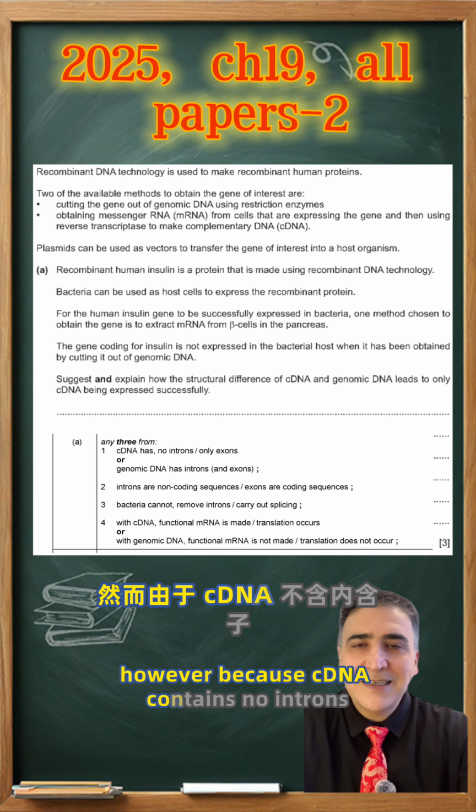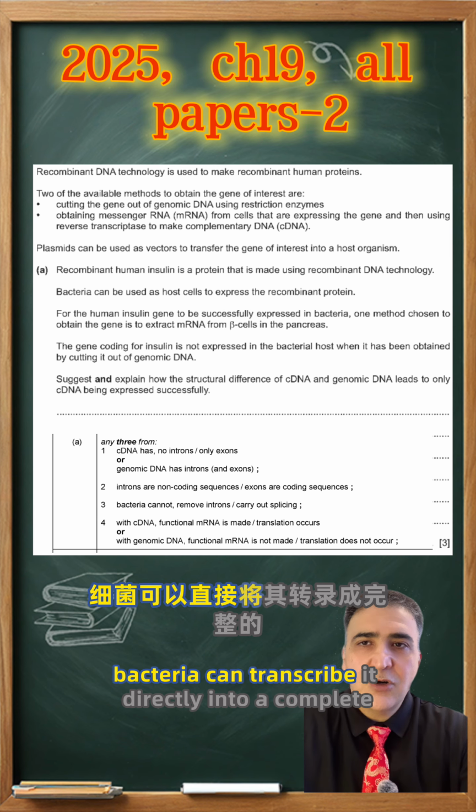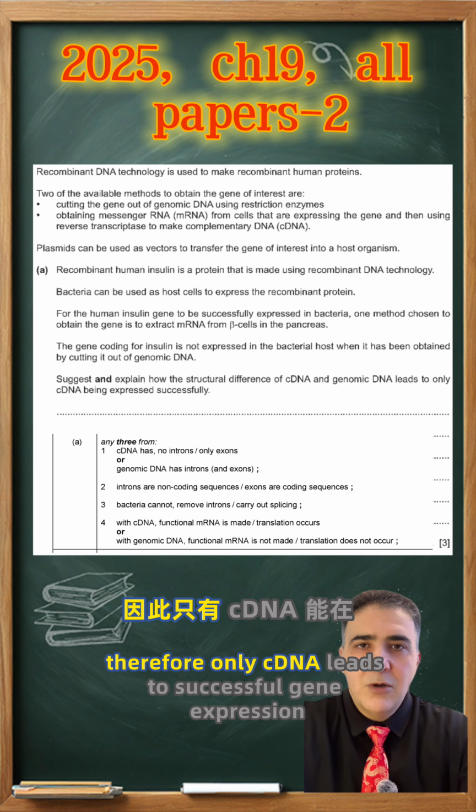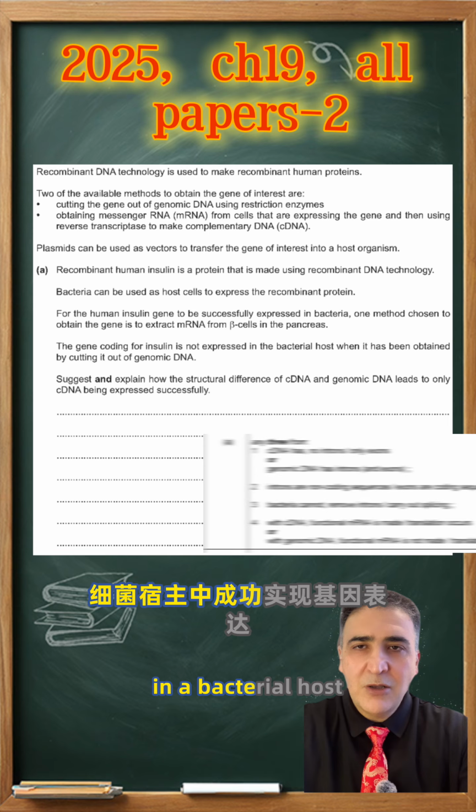However, because cDNA contains no introns, bacteria can transcribe it directly into a complete functional mRNA that can be translated into the insulin protein. Therefore, only cDNA leads to successful gene expression in a bacterial host.